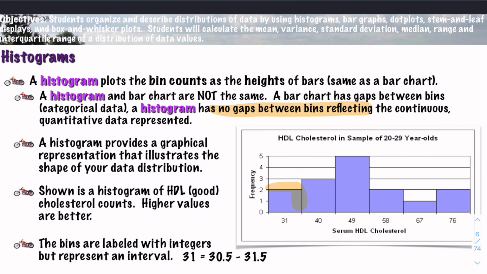A histogram provides a graphical representation that illustrates the shape of your data distribution. And we are going to do this over and over this year with quantitative data. So I want you to get used to making histograms.